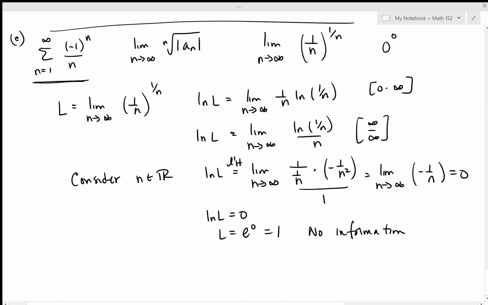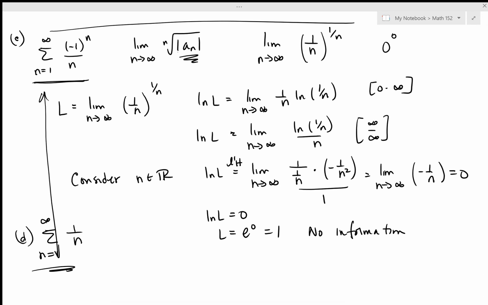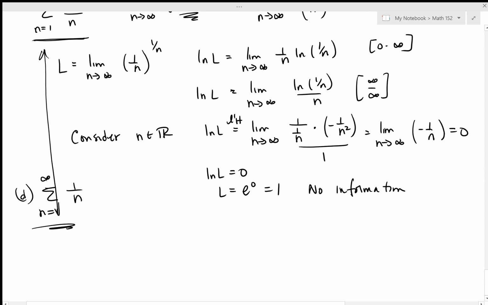And of course, because I've taken the absolute value, I get no information from the root test for this one either, because when I take the absolute value, like this was D, right? But when I take the absolute value here in order to use the root test, these two things are basically the same. So I get no information for the alternating harmonic series from using the root test. I get no information for the harmonic series by using the root test. So in both of those cases, C and D, I get no information from the root test.